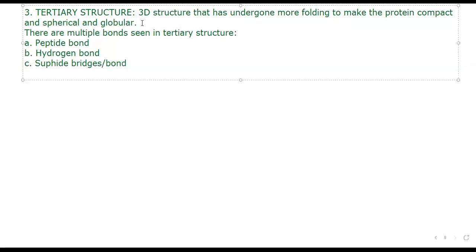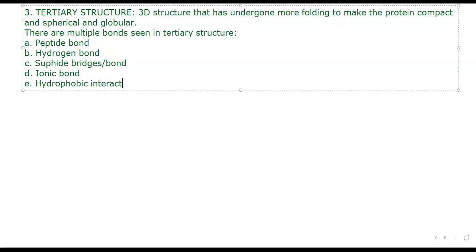Then we can have another type of bond that is known as an ionic bond. Then we can have another type of bond that is known as a hydrophobic interaction, right? So now we have already studied hydrogen bonds and peptide bonds, so I will not go over them again. Do let me know if you want me to revise, but since we've covered them before, I won't be going over them again.